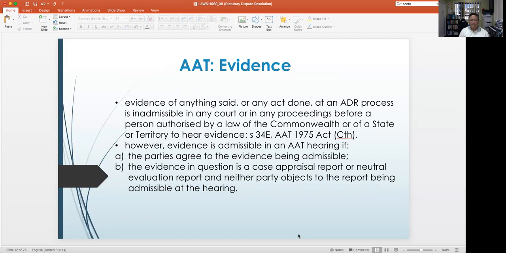However, evidence is admissible in an AAT hearing if the parties agreed to the evidence being admissible, or the evidence in question is a case appraisal report or neutral evaluation report, and neither party objects to the report being admissible at the hearing. But this points to the rule on confidentiality of proceedings during an ADR process.